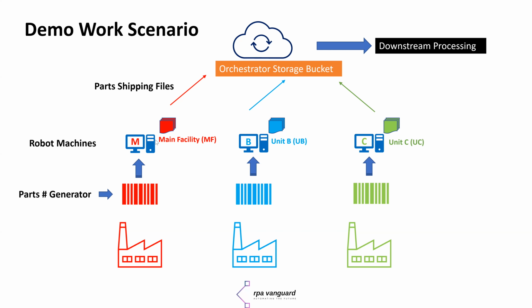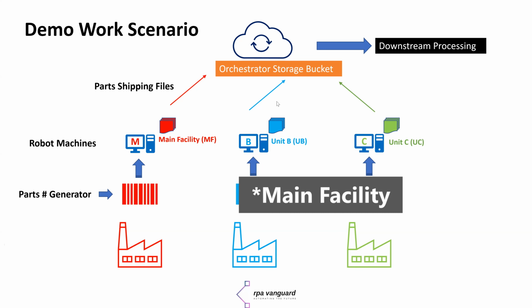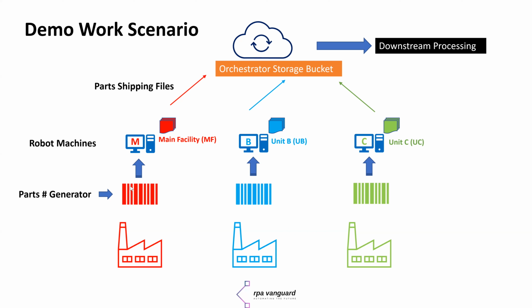And what these automations do is they take these part numbers and ship them to the orchestrator storage bucket, right? Now, herein lies the difference. The manufacturing facility produces one kind of part, and their parts have one kind of naming style, right? When the part number is generated, it has to be named a certain way.